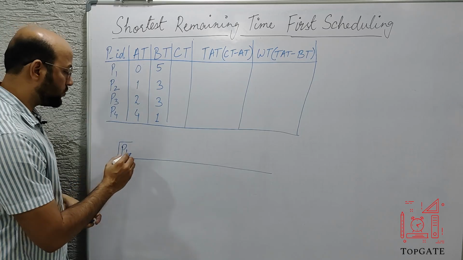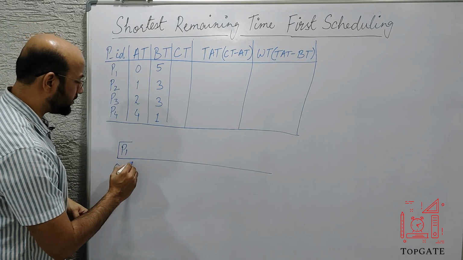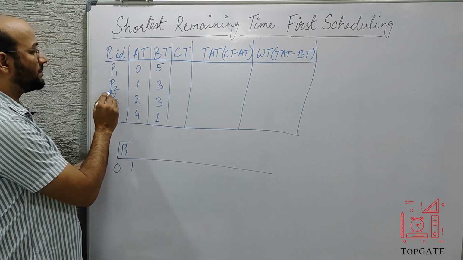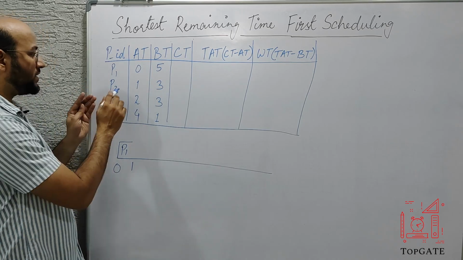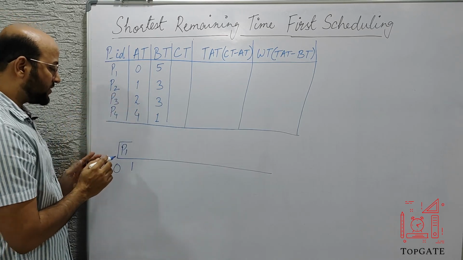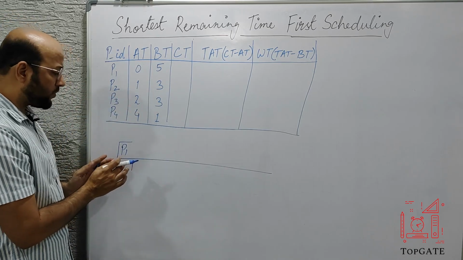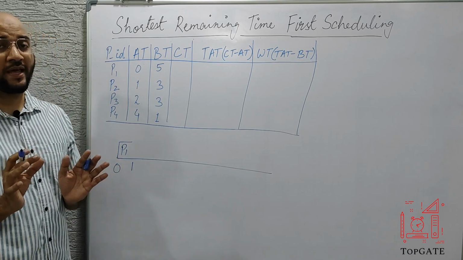It will try whether it is getting executed or not, but it will try for 5 units. So it will start at 0, and as soon as it reaches 1, you can see that P2 has arrived. Now P2 has arrived at 1. Now at this point I'll see how many units P1 has executed till time 1.